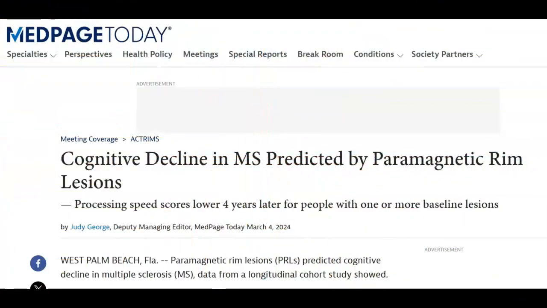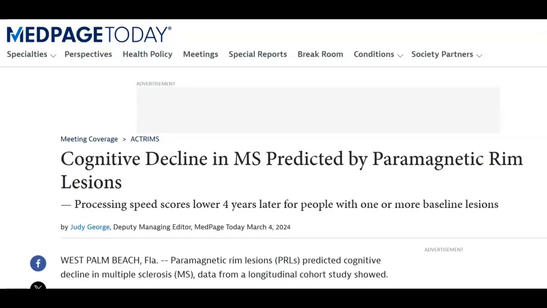One of them, the first one we're going to look at, talks about a way of predicting cognitive decline based on the number of lesions a person has. The first article I saw was in MedPage Today called Cognitive Decline in MS Predicted by Paramagnetic Rim Lesions. And the subtitle says Processing Speed Scores Lower 4 Years Later for People with One or More Baseline Lesions. This was a pretty recent publication. It came out on March 4th, 2024.